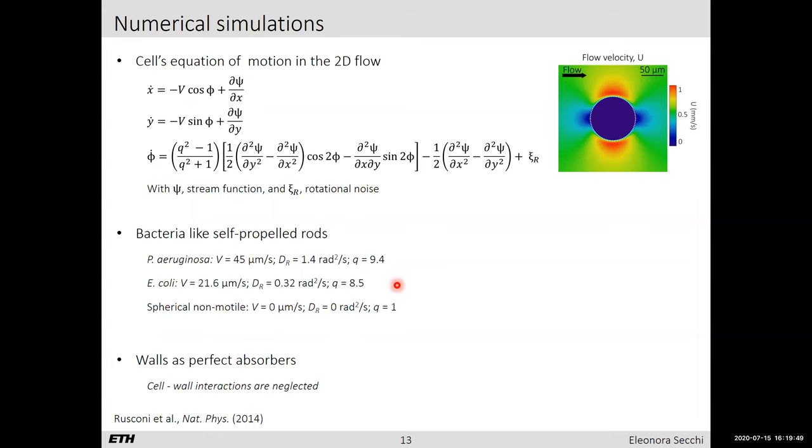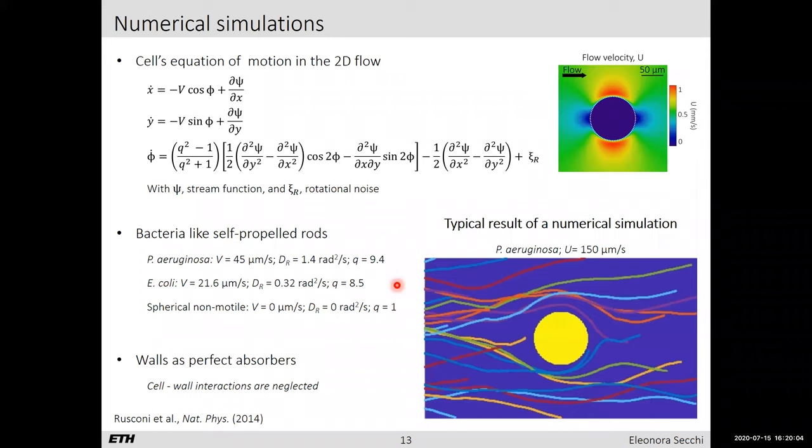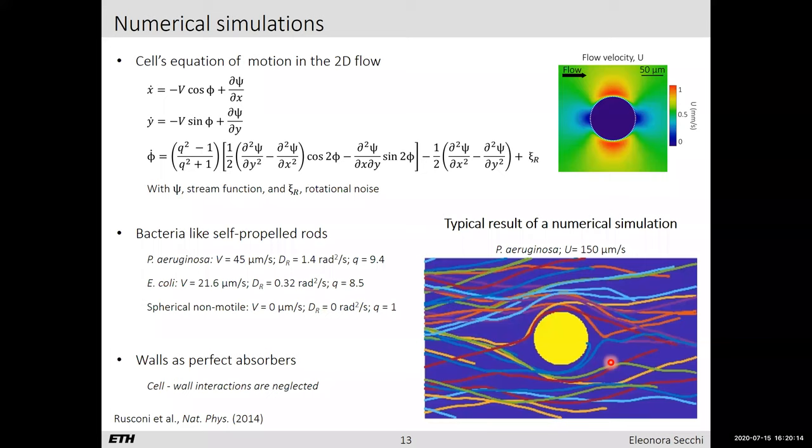And we obtain these trajectories. As you can see, the type of behavior that we observe is really similar to the one I've just shown you in the experimental movie. Some cells just go straight and follow the streamline, some others deviate but without ending up on the pillar, and some others just end up on the pillar, just like the white cell in the previous movie.